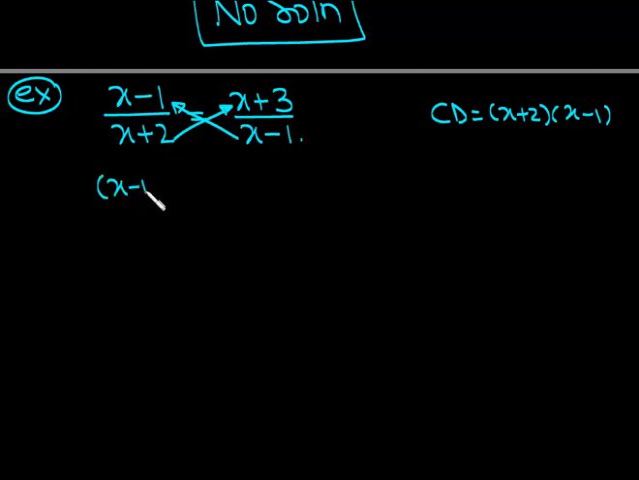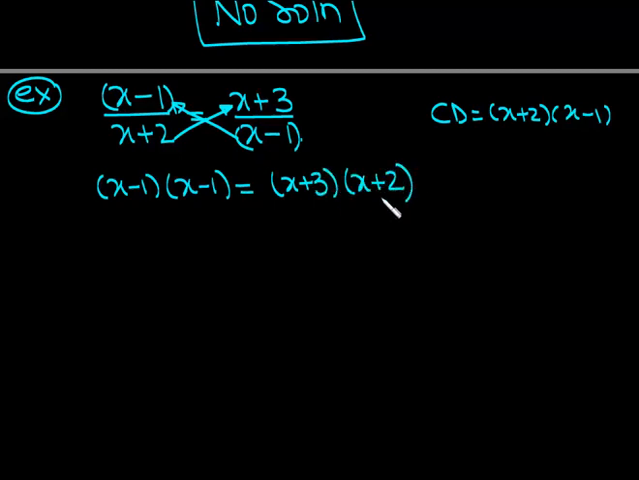So we get (x minus 1) times (x minus 1). Make sure you put parentheses since there are two terms now when you're moving them. Then I have (x plus 3) times (x plus 2). We got rid of our fractions, which is always important when you're solving. So let's distribute now and then solve for x.